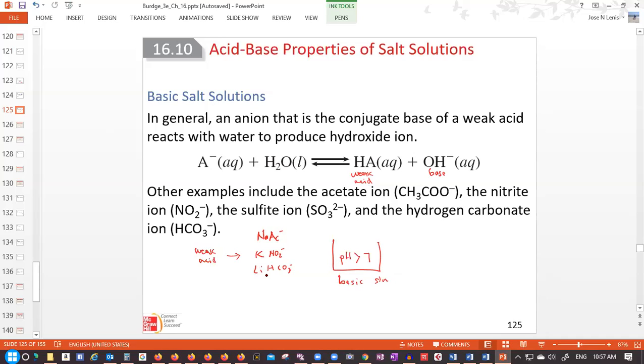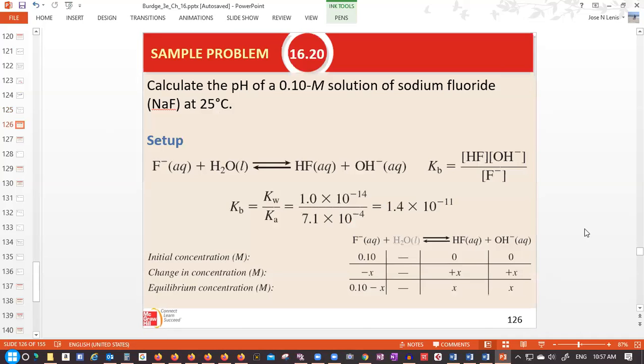We should be able to recognize the ions in the salt that can hydrolyze to change the pH of the solution. So let's do this. The calculation is pretty simple because we use the same concepts we've been using on equilibrium. Calculate the pH of 0.10 molar solution of sodium fluoride, NaF, at 25 degrees Celsius.